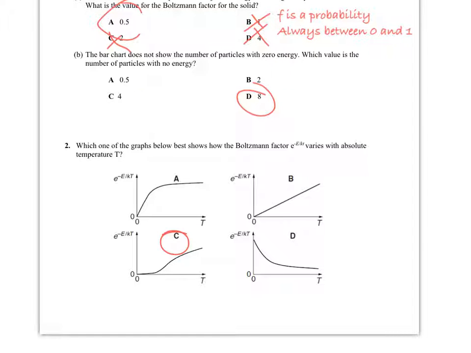It's not going to be a directly proportional relationship because it's exponential. It's not going to be a decrease, and it's not going to look like that. As we increase the temperature, obviously, we're going to increase the number of particles, the probability of a particle having a given energy. So we're going to increase the Boltzmann factor, and we kind of get this trend here.